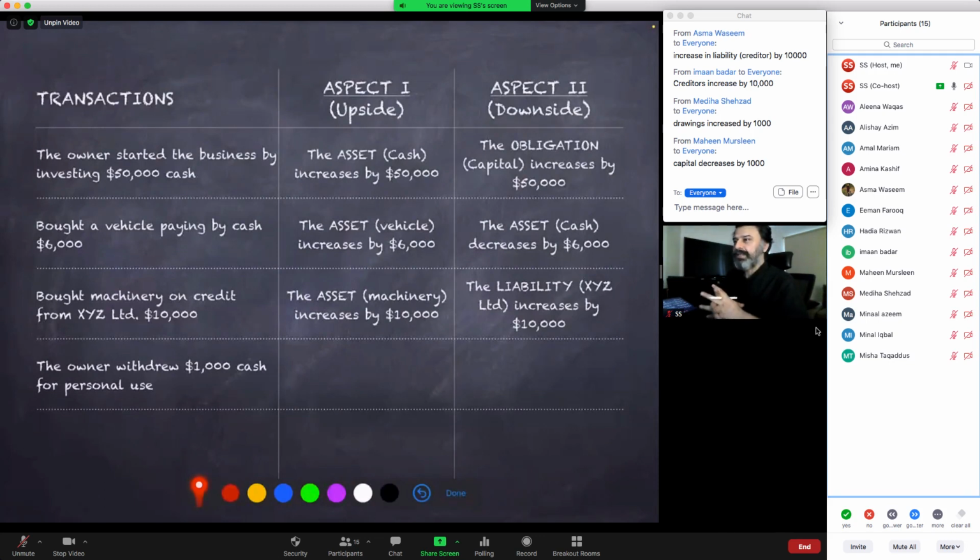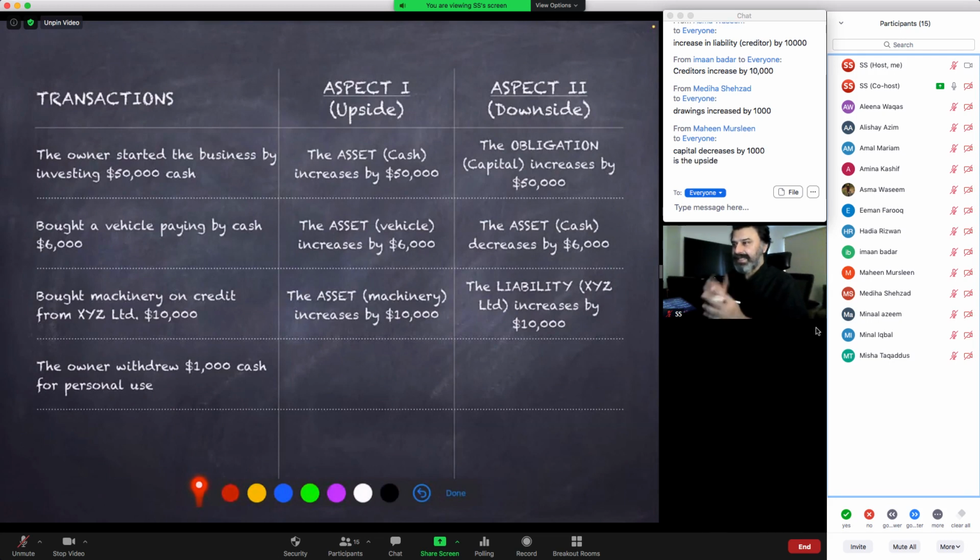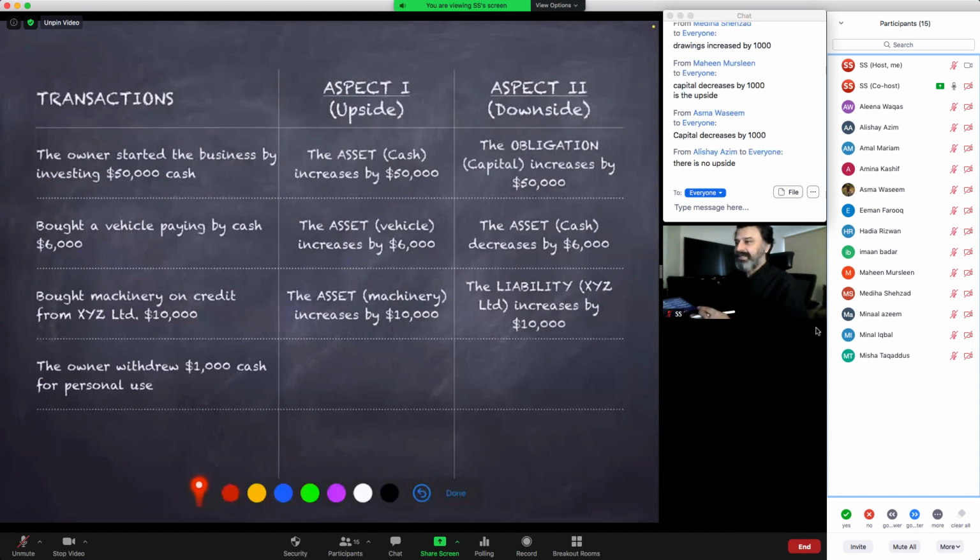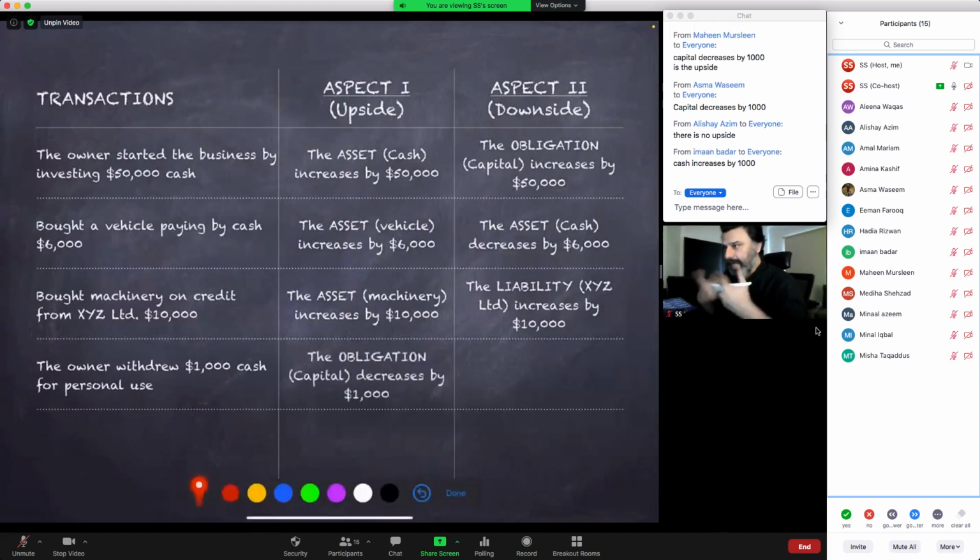Okay, Madiha says drawings are increasing by $10,000. Is that the upside or downside? Capital decreases by $1,000. That's the upside. Or basically, our obligation is decreasing by $1,000.